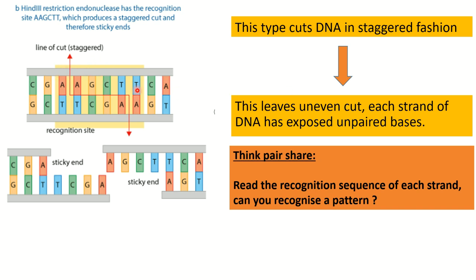As you can see here, this is before and this is after the cut. Look at how it cuts. It's in a staggered fashion, right? This leaves uneven cuts. So each strand has an unpaired base, an exposed area, and we call them sticky ends. So this enzyme, restriction endonuclease, cuts at recognition sites and leaves sticky ends.